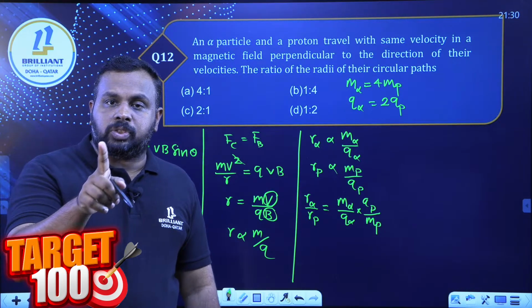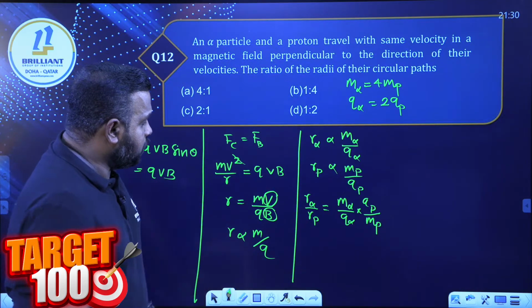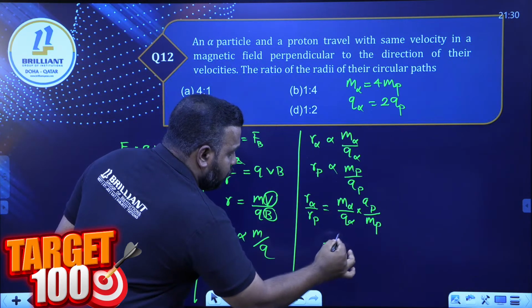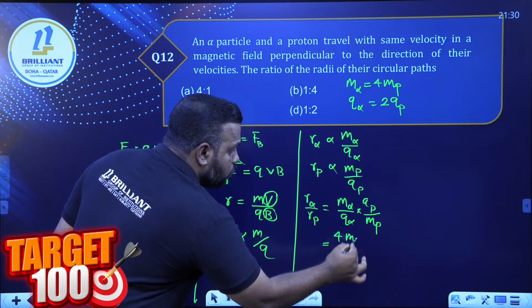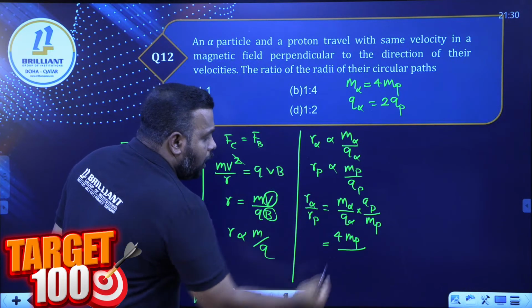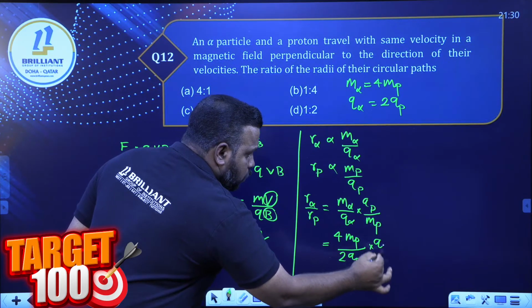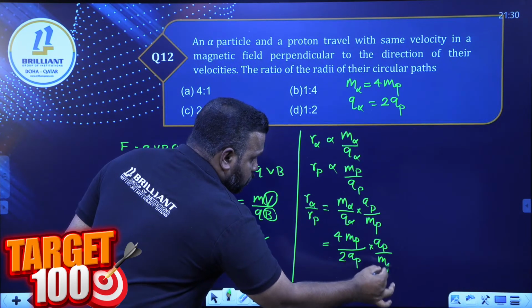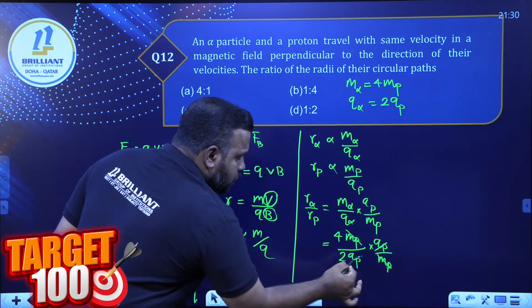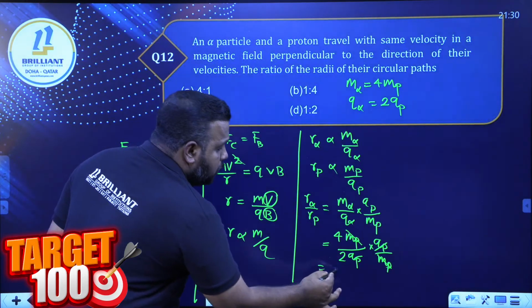Mass is 4 times and charge is 2 times. Now you can substitute here. Mass of alpha, we can write 4 times mass of proton, 4 MP, by charge of alpha, 2 times charge of proton, into Q of proton by mass of proton. Now you can cancel this. 4 by 2 means 2 by 1.